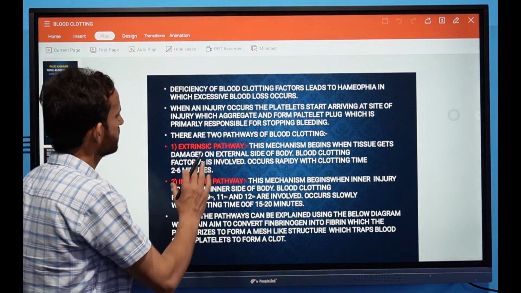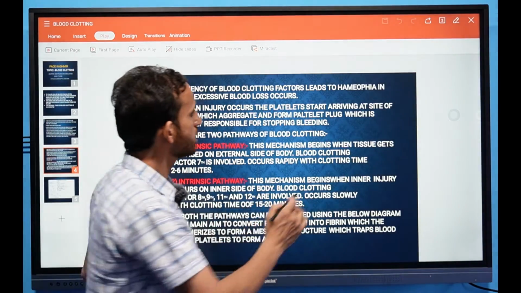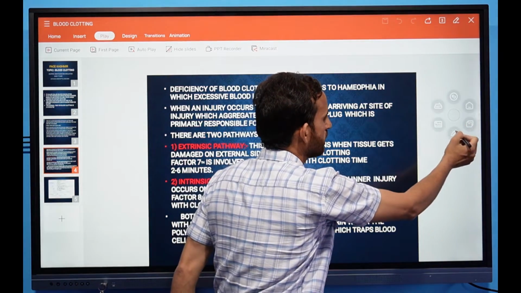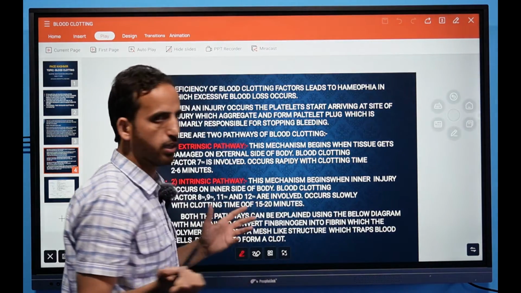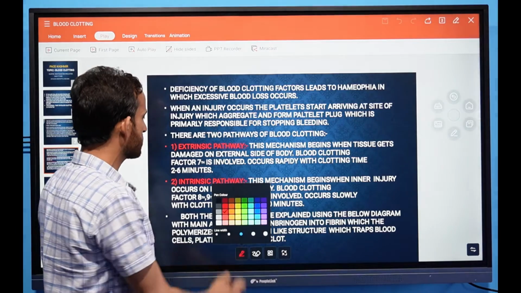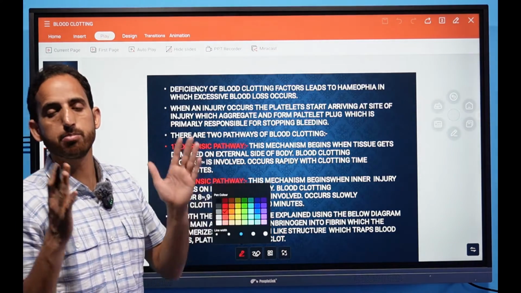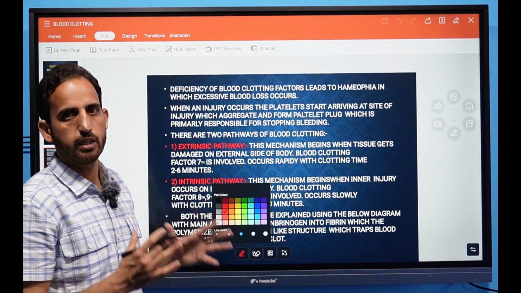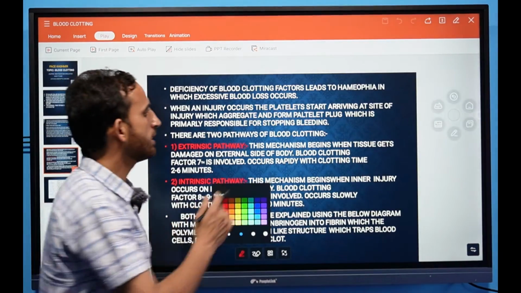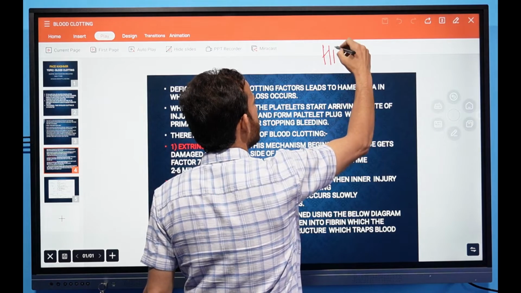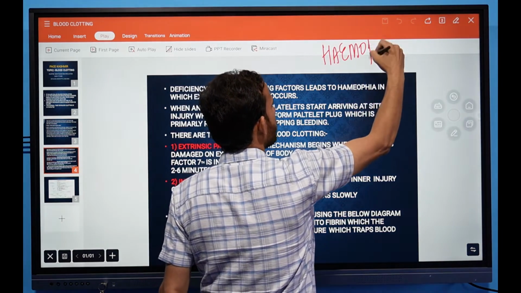The most important point we are going to discuss is the deficiency. As I said, there are 13 blood clotting factors which are responsible for blood coagulation. Now if a deficiency of these blood clotting factors occurs, then a disease occurs, and that disease is called hemophilia.